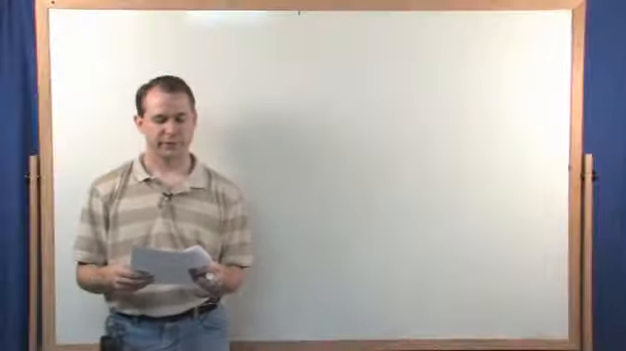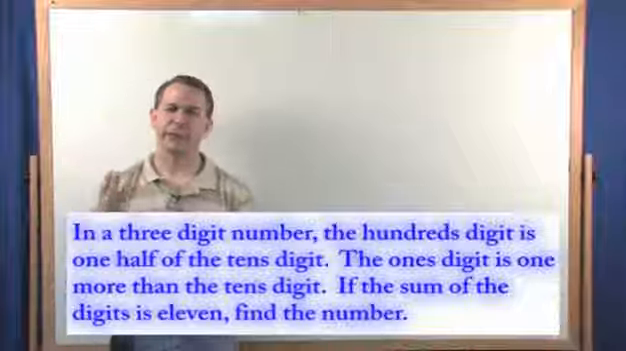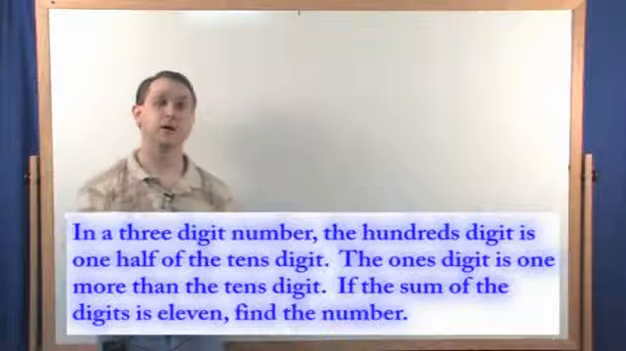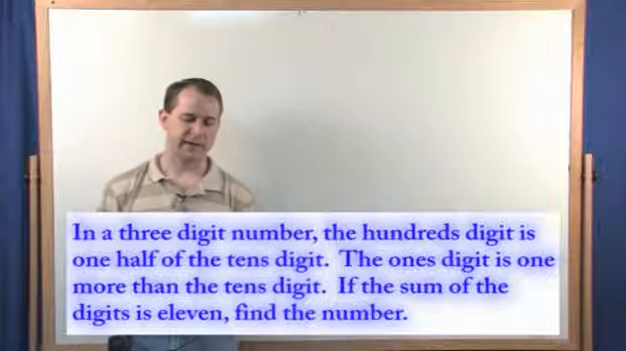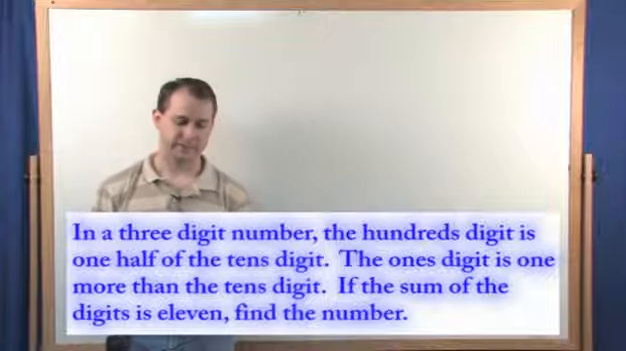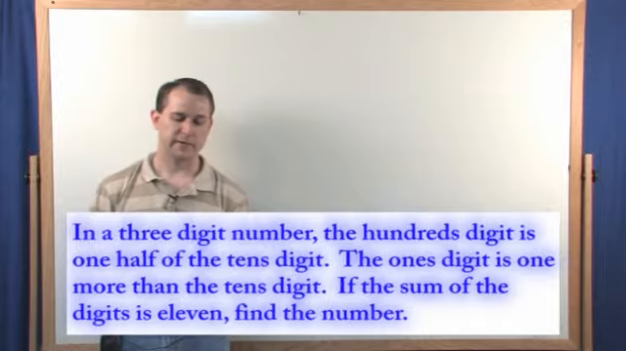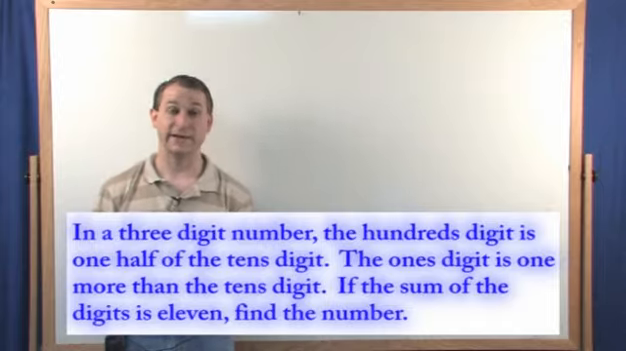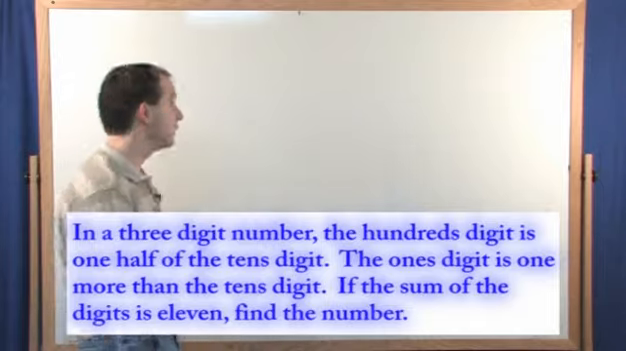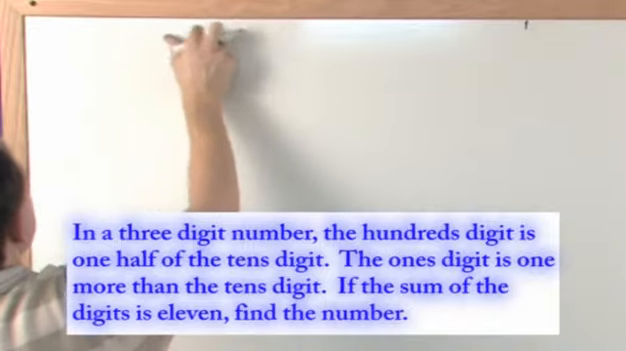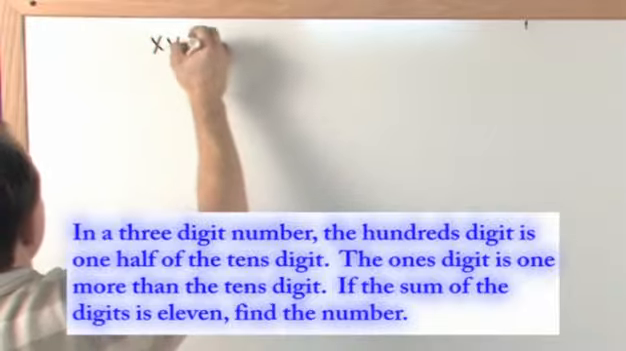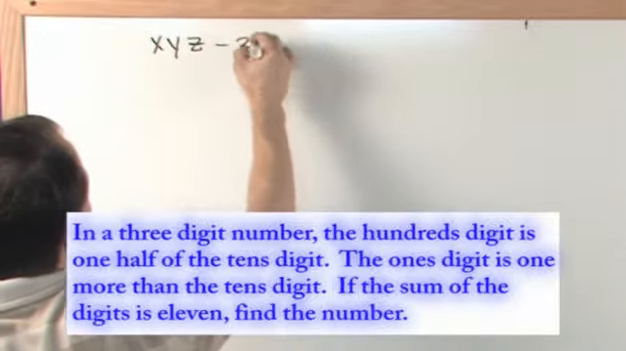Okay, the last problem we're going to do in this section goes like this. In a 3-digit number, so this is our first problem with a 3-digit number. The hundreds digit is 1/2 of the tens digit, and the ones digit is 1 more than the tens digit. If the sum of the digits is 11, find the number. Okay? So first thing is we have a 3-digit number. So it's going to be x, y, z. It's a 3-digit number.